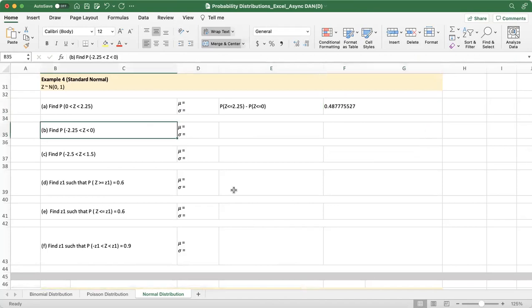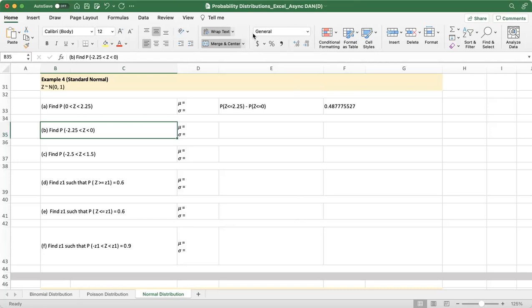Now, the second question looks very similar to the first one, but the signs are a little flipped. We want to find the probability of Z taking on values between minus 2.25 and 0. I'm going to tell you that the answer to this question is going to be the same as the answer to part A. And that comes from the symmetric nature of the normal distribution, or the bell curve.